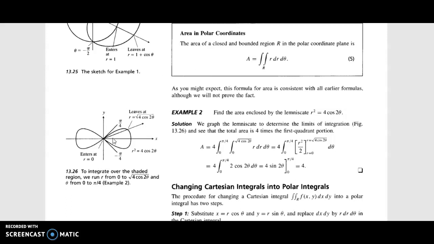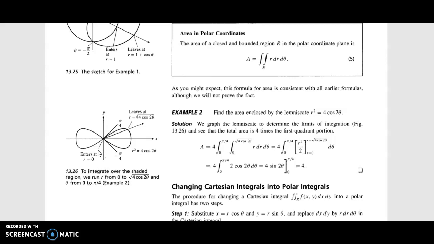First of all, you have to draw the lemniscate. This is the figure-8 shaped curve, that is a lemniscate. Its width is 2. This is cos 2 theta. For a lemniscate, in the first quadrant, theta is always from 0 to pi by 4. We have already studied this.